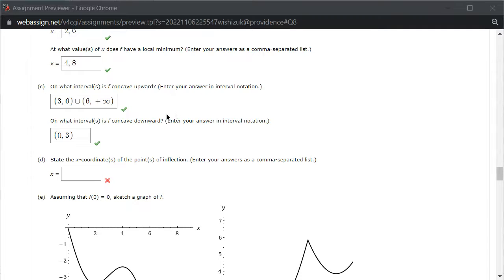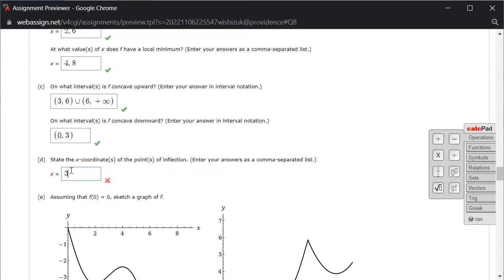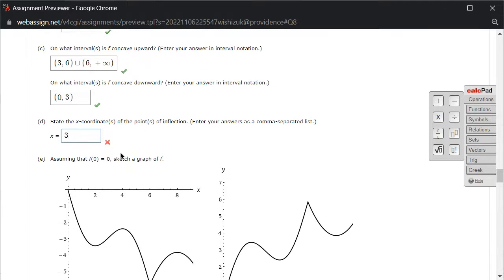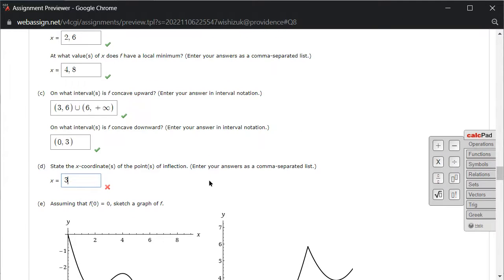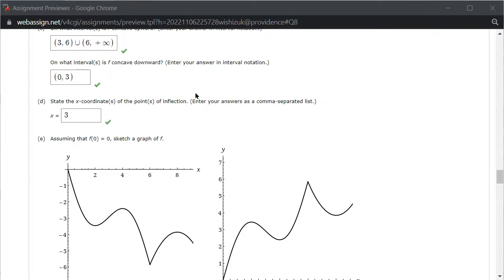Let's move on to part D. State the x coordinate of the point of inflection. You can see that here, concave down turns into concave up at 3. So that's going to be the x coordinate of the inflection point. Let's check the answer. I came back and it looks like we got part D correctly.